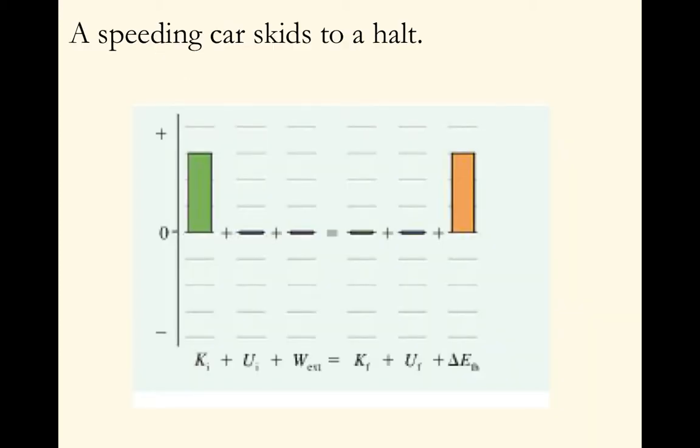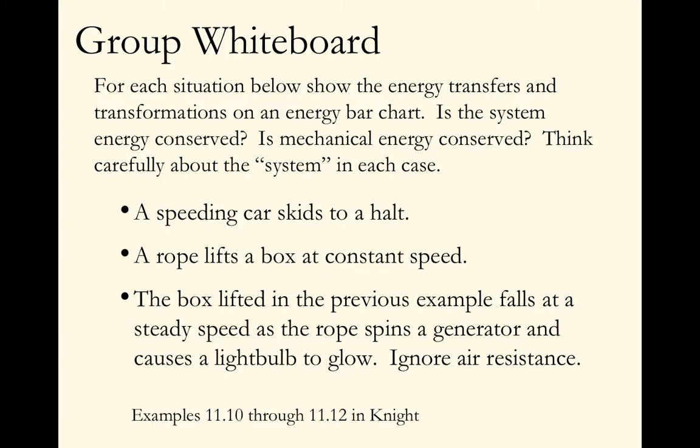So here's an example of the energy bar chart for the speeding car skids to a halt. You can see before, K initial, the speeding car has a velocity. It doesn't have any potential energy. It's on the road, so we know that all of its energy is kinetic. And then final, we know that it's stopped, so it has no kinetic, still has no potential, and all of its energy went into thermal energy, and that's lost. That's a non-conservative energy there, the result of friction, and so that goes into delta E thermal.